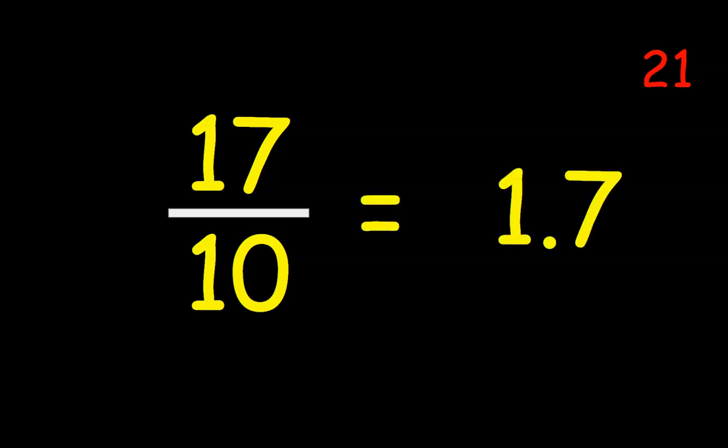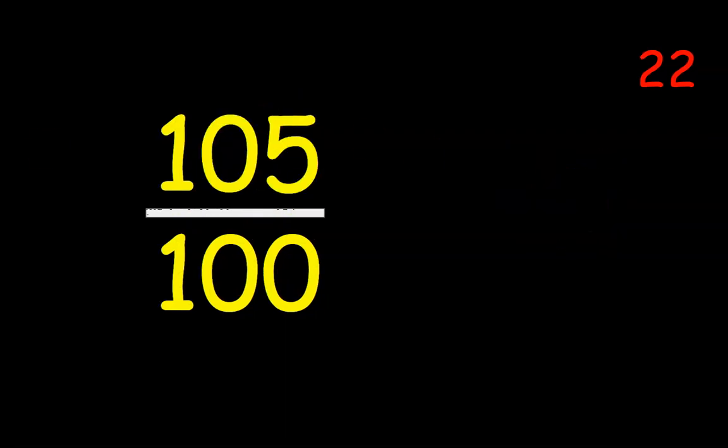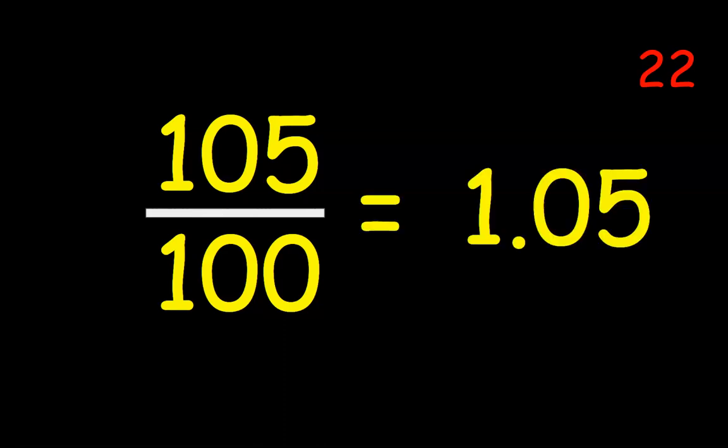And the answer is that the 7 tenths means the 7 goes in the tenths column. This pizza was cut into 10 pieces. I ate 17, so I had a whole pizza and 7 slices. 105 hundredths. Again, I'm not going to tell you to pause every time. I will just assume that you do it if you need to. 1.05.